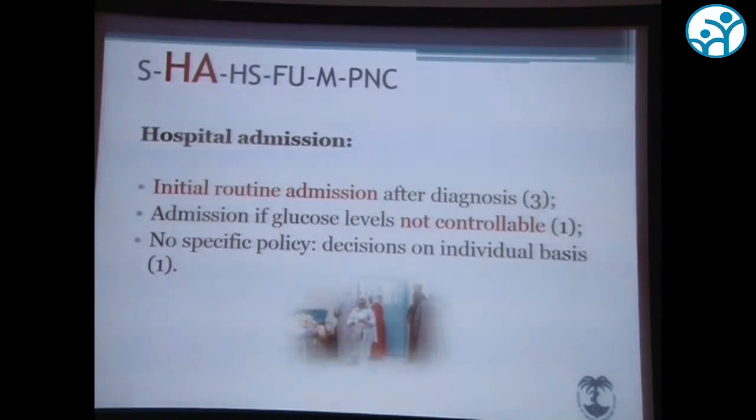We looked at information about hospital admission, and in 3 papers from Kenya, from Cote d'Ivoire, and South Africa, we found they routinely admit all patients that have been diagnosed with gestational diabetes initially. In Vietnam, they did this only if glucose levels of mothers were not controllable through ambulatory control alone. And in a paper from Tanzania, they said we don't have a specific policy, we take our decisions really on an individual basis.